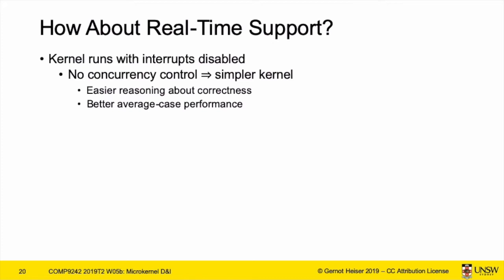Okay, so L4 kernels from the beginning were designed to be suitable for real-time use. And yesterday I talked a bit about what's required for supporting real-time systems. And it turns out, well, they sort of had a lot of it, but not everything. But one of the things that all the L4 kernels, or most of the L4 kernels, had in order to get average case performance maximized was running with interrupts disabled.